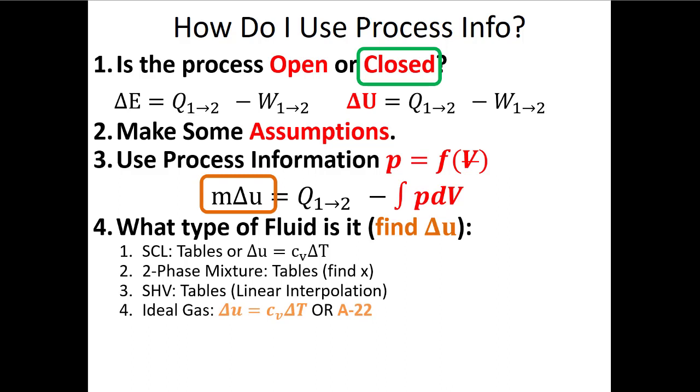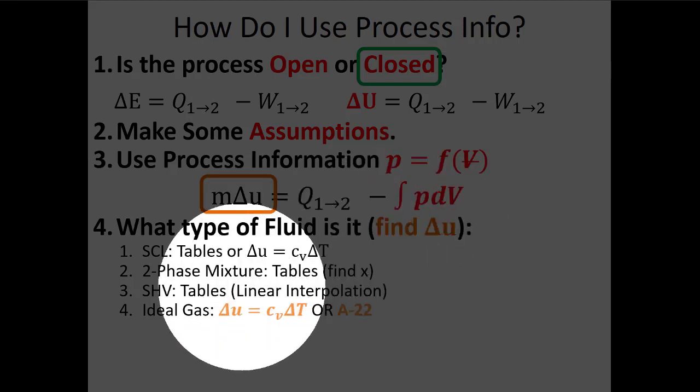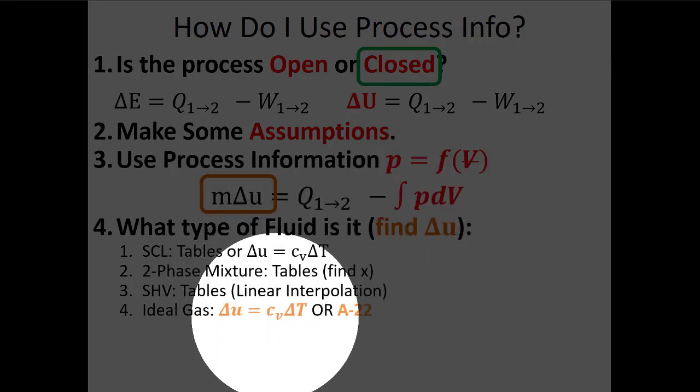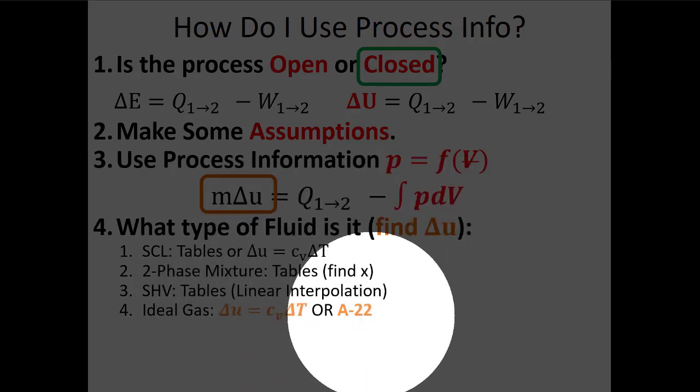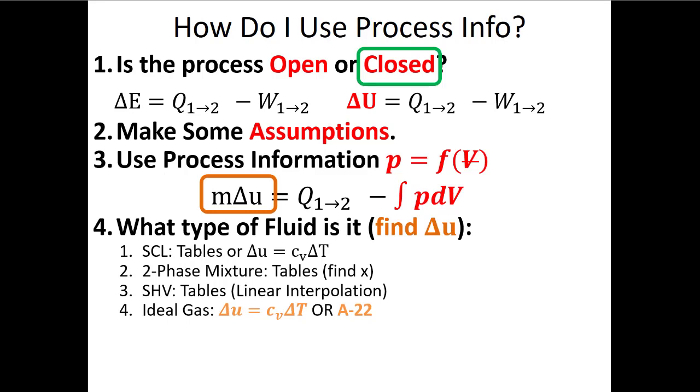If it's an ideal gas, you have to say, is it constant specific heat? And if it's constant specific heat, then you can use delta U is equal to CV times delta T. Or is it variable specific heat, where you'd look it up on A22? For long answer problems, and probably for multiple choice too, I will specify whether or not you should use a constant specific heat or variable specific heat analysis.